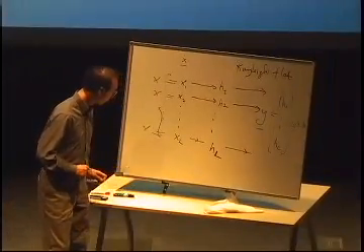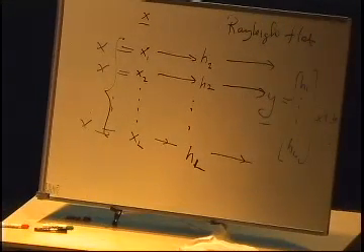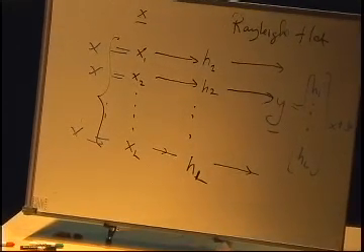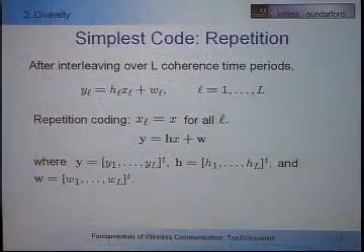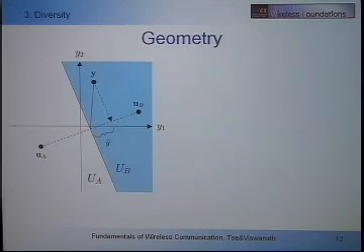So now we are preparing ourselves for MIMO. We have to start using vector notation here. y equals hx plus w. The received vector y, with L components, is equal to the channel vector h times the transmitted symbol x plus the noise w. How do I do detection? This problem is the classic vector detection problem in white Gaussian noise. And here's the picture.